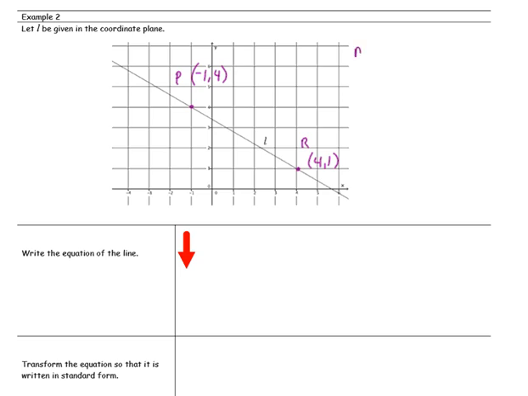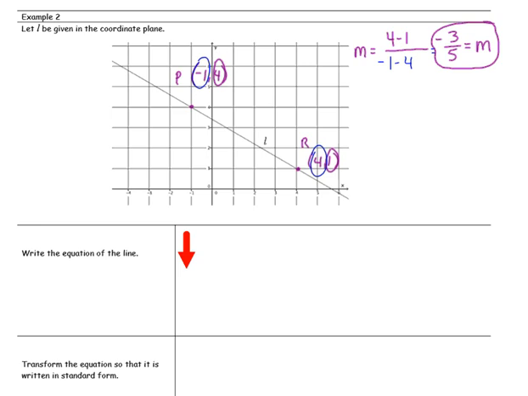The slope is the difference of the y coordinates, 4 minus 1. The denominator is the difference of the x coordinates, -1 minus 4. And so our slope has a value of -3/5. That was step 1, finding the slope. Now we'll find the y-intercept.